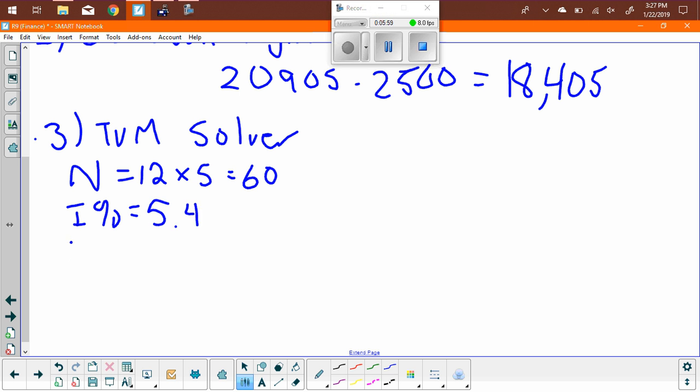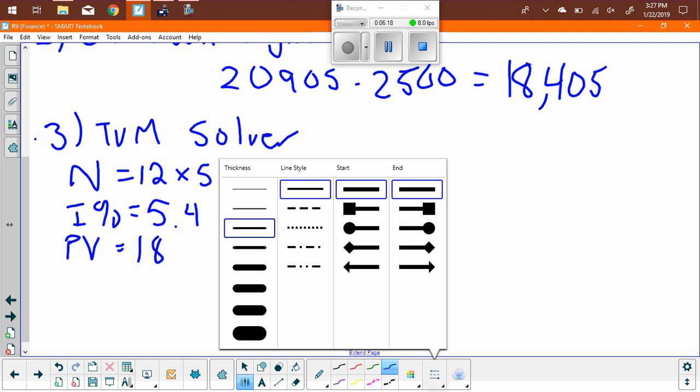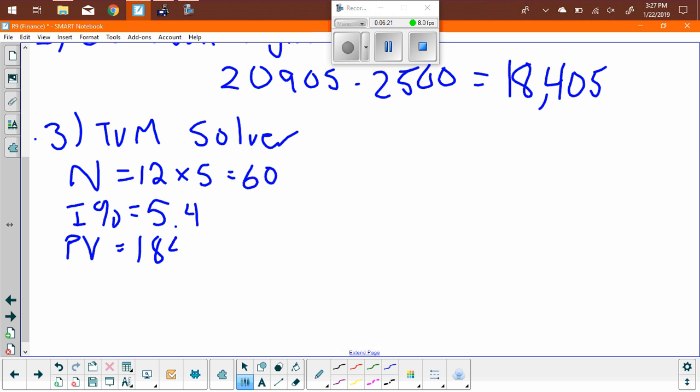Okay, my present value is how much I owe. So that is 18,405. And actually, I shouldn't put that comma because you can't put the comma in there. Okay, PMT, that's what we're looking for. So right now it will stay as 0.